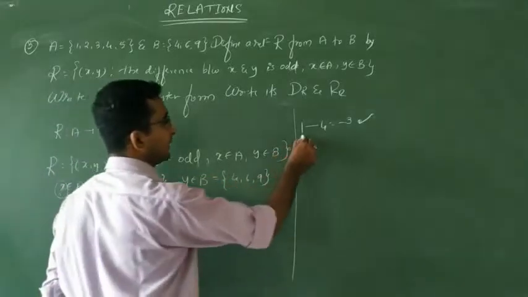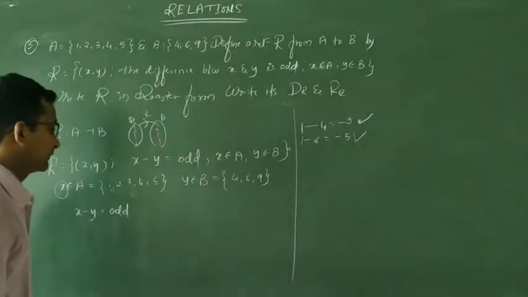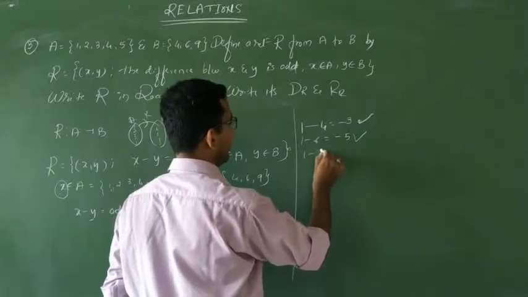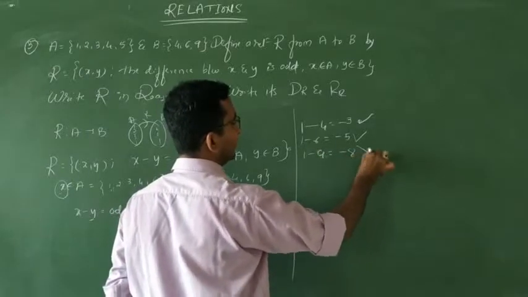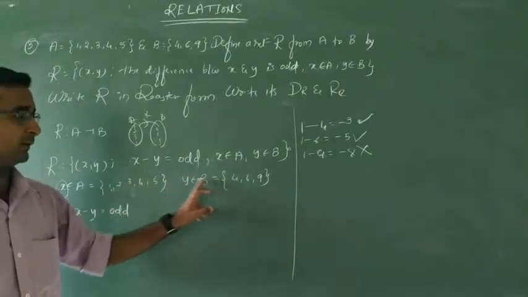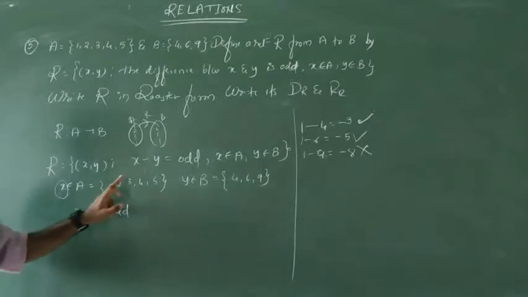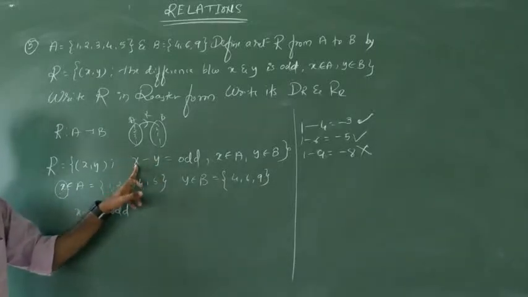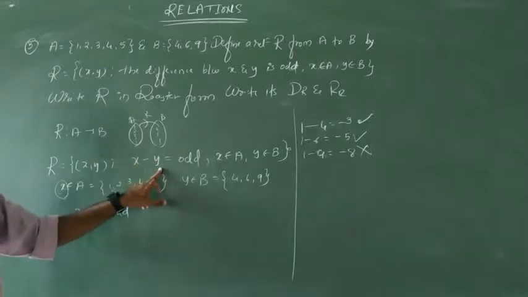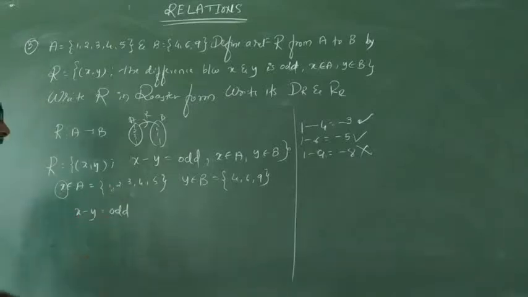Minus 5 is odd. Yes. 1 minus 9 is minus 8. It is not odd. The 1 has to be compared with each and every element of set B, and comparison here means I have to subtract. The first element is subtracted with each and every element of the second set. With that, the 1 is over.